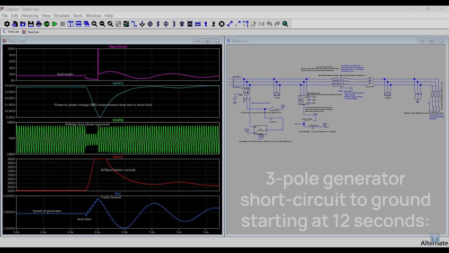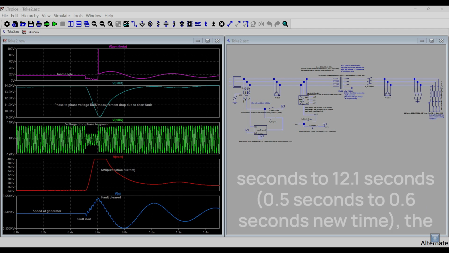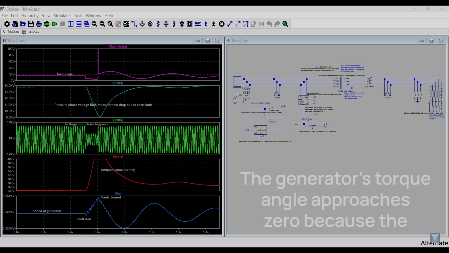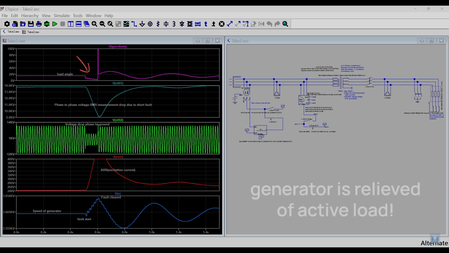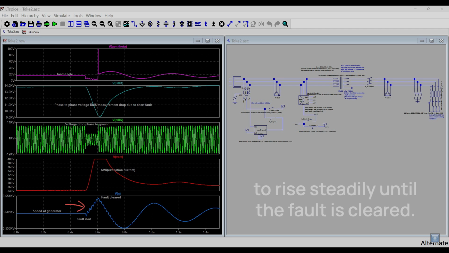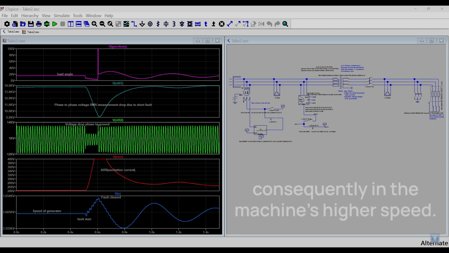Three-pole generator short circuit to ground starting at 12 seconds. When the three-pole short circuit to ground occurs in the grid from 12 seconds to 12.1 seconds, the voltage dip is somewhat cushioned by the rise in the excitation voltage. The generator's torque angle approaches 0 because the generator is relieved of active load. You also see that upon relief, the speed begins to rise steadily until the fault is cleared. The unloading thus results in an increase in kinetic energy and consequently in the machine's higher speed.